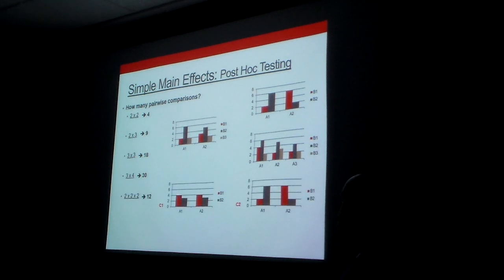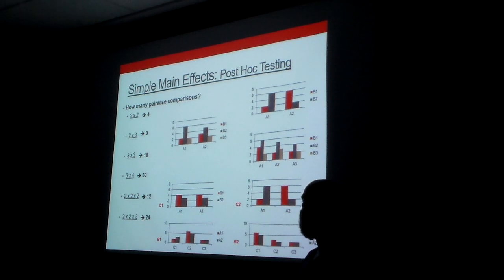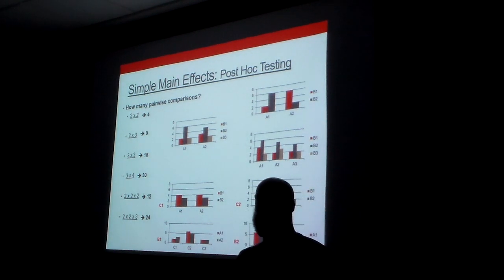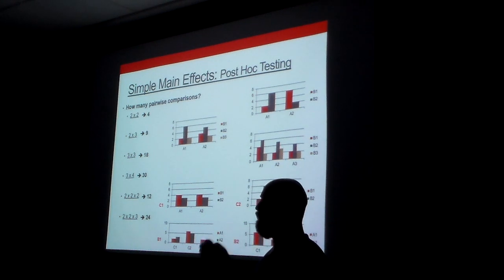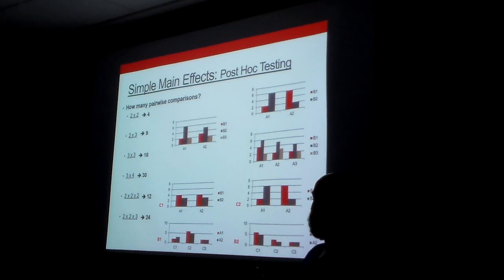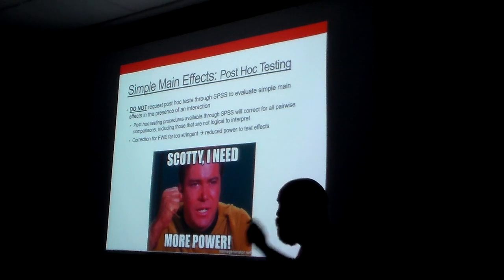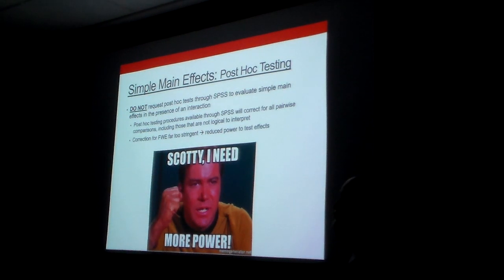A 2x2x2, we've got 12, right? A 2x2x3, 24, right? So even with our interaction effects, the number of reasonable comparisons that we can make is going to be a significantly smaller number than the number of all possible pairwise comparisons. As our designs get increasingly large, the possibilities of probing these interactions get really huge, right? And so what ends up happening is if we just go through in SPSS and ask SPSS to give us post hoc tests, how many tests is SPSS going to correct for?